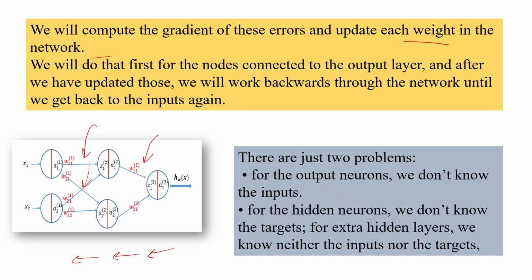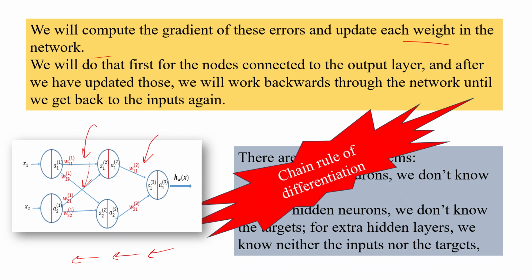However, for the output neurons, the inputs are now different from the X. And for the hidden neurons, we do not know the actual output. And if we had further hidden layers, both the input and output would be unknown. So here comes the use of the chain rule of differentiation. We would use this to get over the problem of how to find the outputs or the inputs for the hidden layer weights.